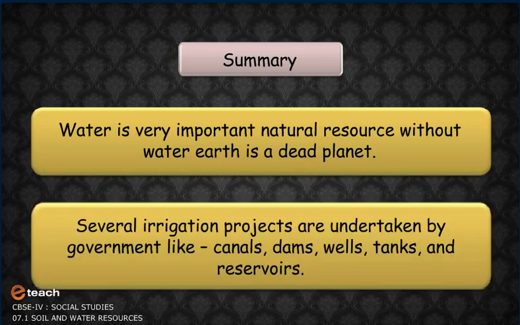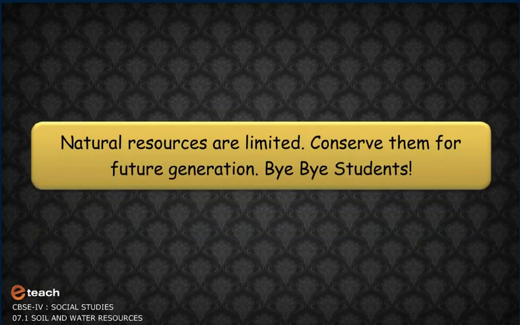Several irrigation projects are undertaken by the government like canals, dams, wells, tanks and reservoirs. Natural resources are limited. Conserve them for future generations.